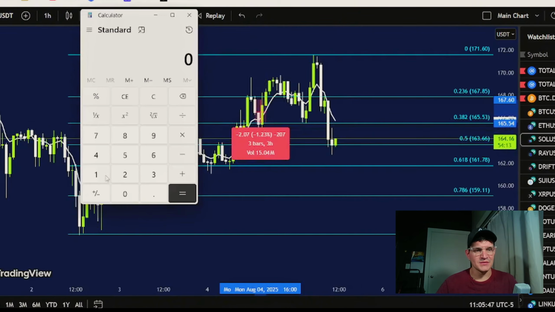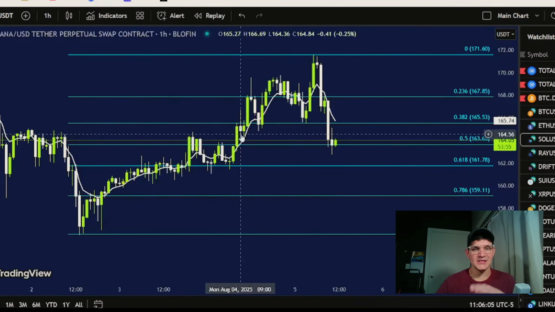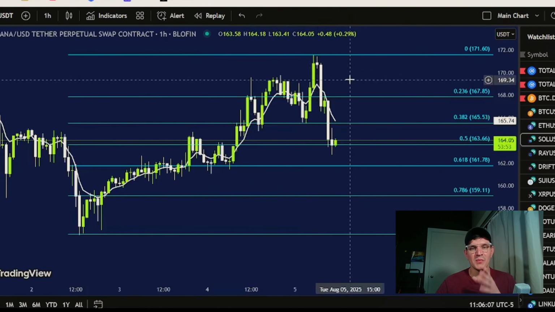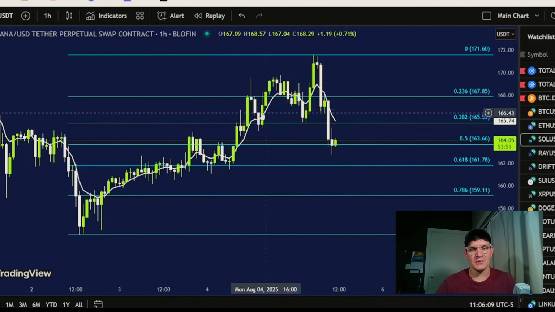So let's see here. What is 1.23? Multiply that by 20 because we're using 20x leverage. You would have made roughly 24% profits. So you've got your $200 and you made 24% profits. From that trade, you would have made roughly $48. So you just repeat this process that I'm explaining here multiple times throughout the day on the 1 hour chart.